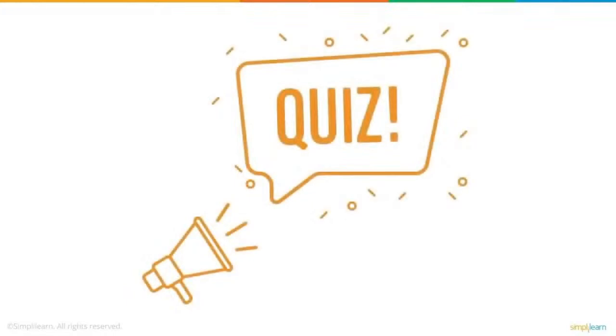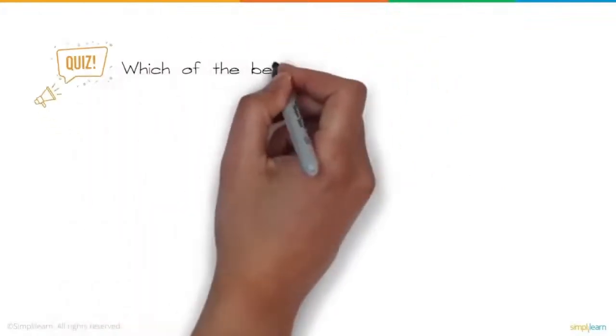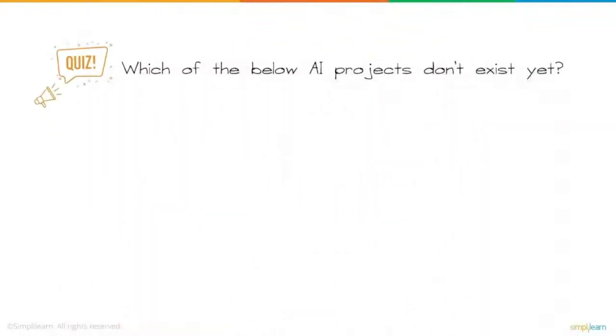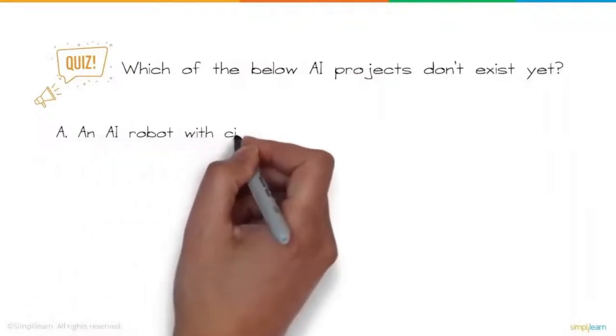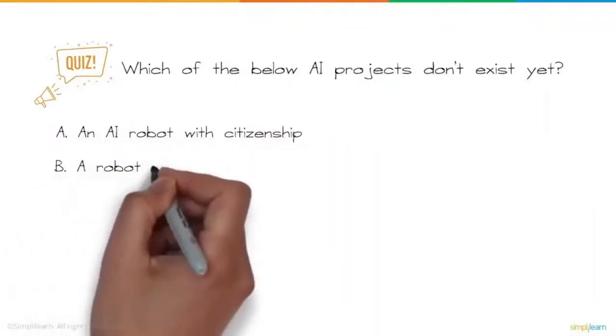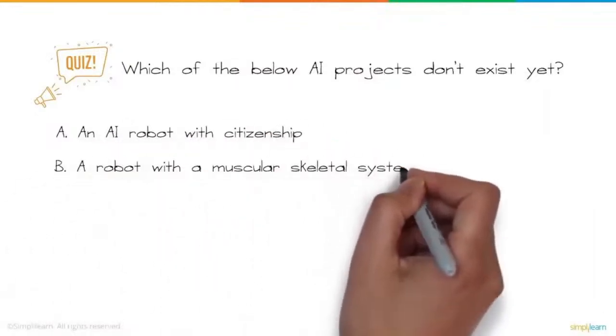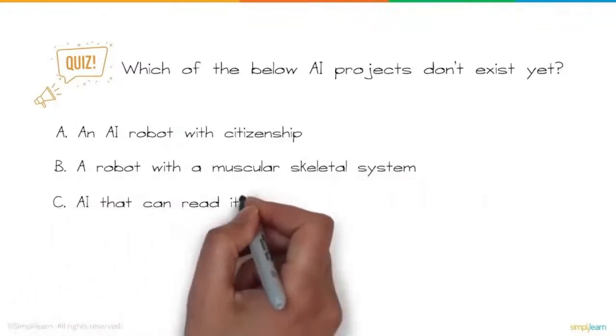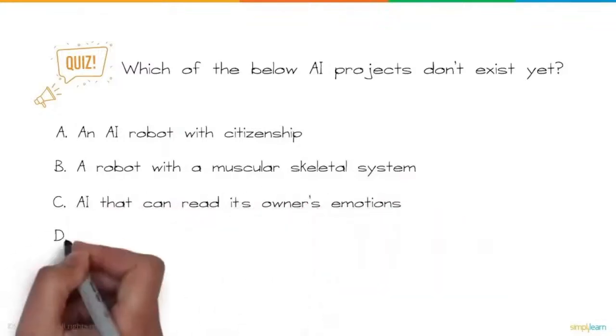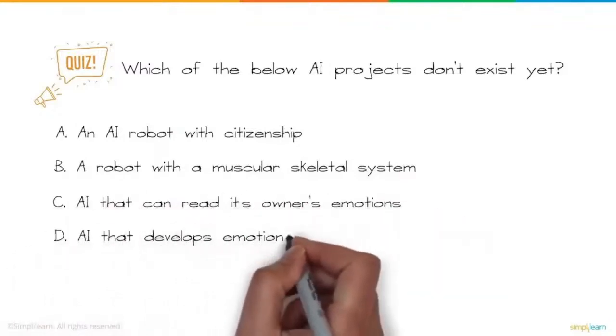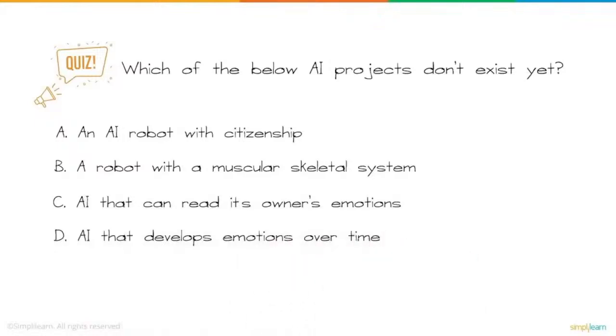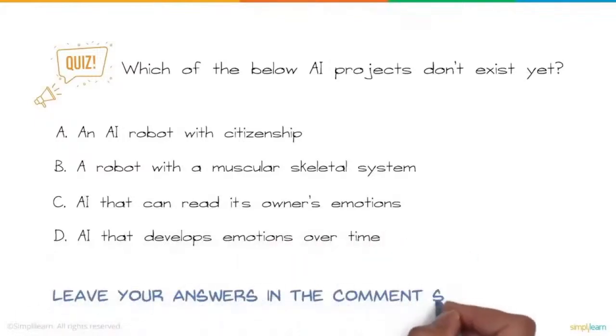So, here's a question for you. Which of the below AI projects don't exist yet? A. An AI robot with citizenship. B. A robot with a muscular skeletal system. C. AI that can read its owner's emotions. D. AI that develops emotions over time. Give it a thought and leave your answers in the comment section below.